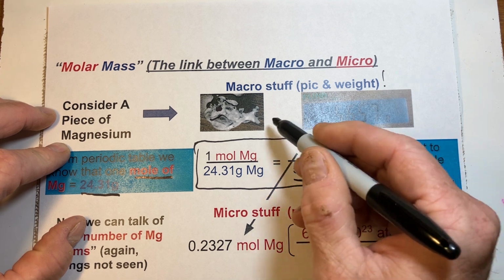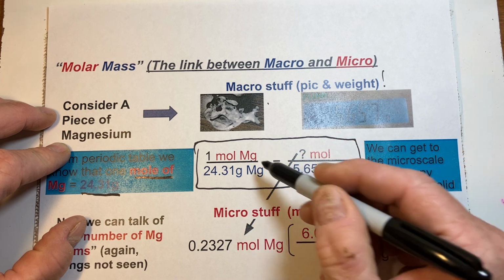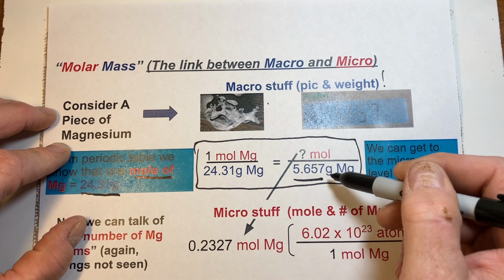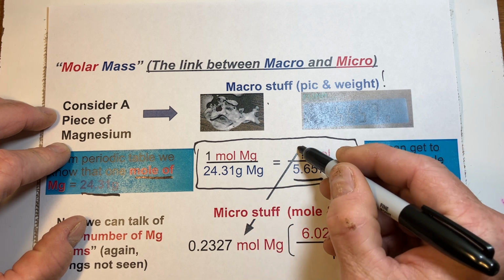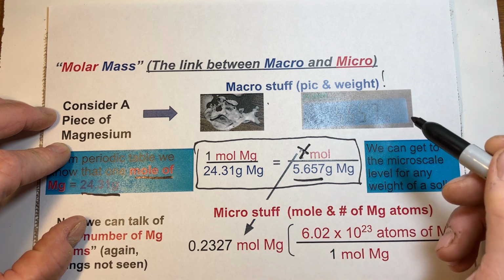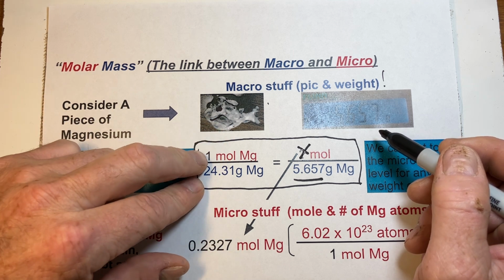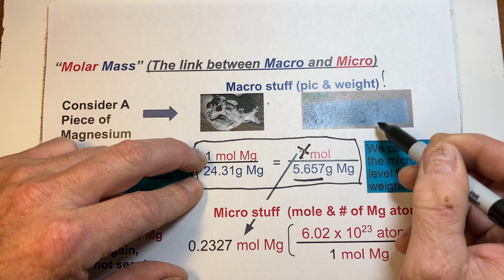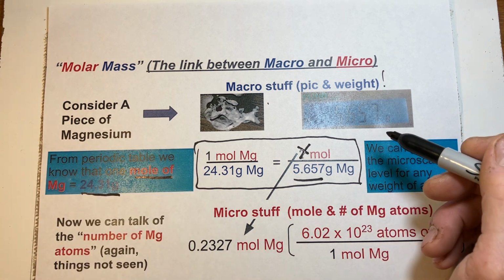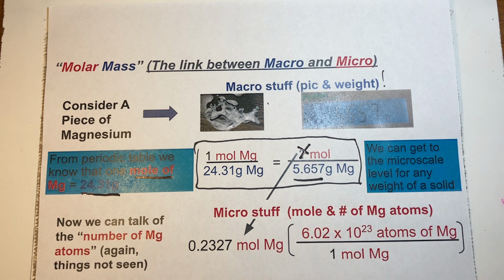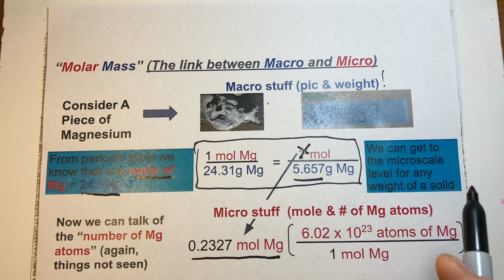We can set the ratio as, A to B is equal to C over D. Apples to oranges, moles to grams, moles to grams. And we can find that X amount of magnesium that I have in moles for this piece that I found in the lab, just by using a known ratio and having one of the numbers, the weight. We can solve for the top and isolate X. And if you do cross multiplication, you'll end up with 0.2327 moles of magnesium.